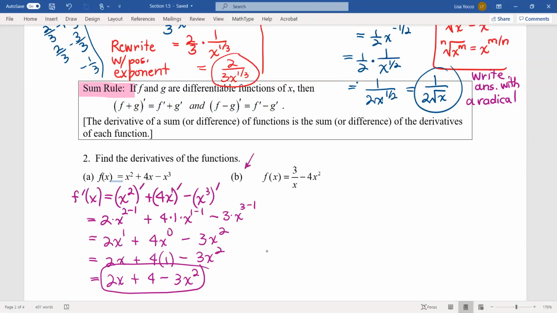All right, I'm going to leave part B. And we'll start with that next time to kind of review a little bit.